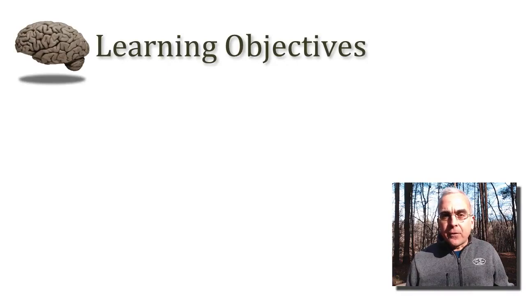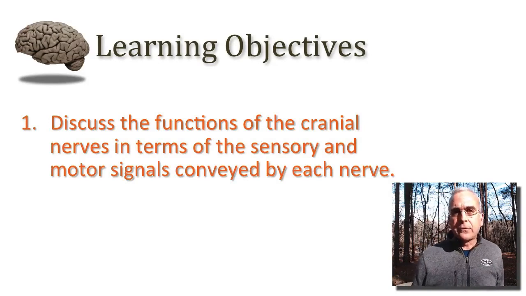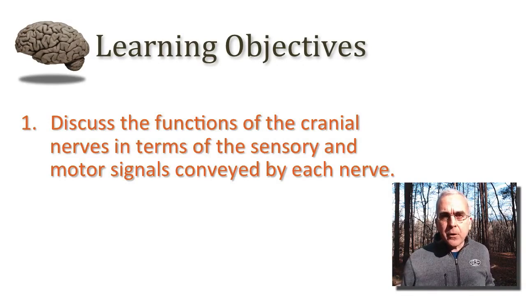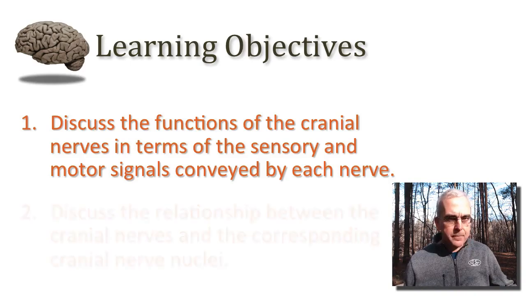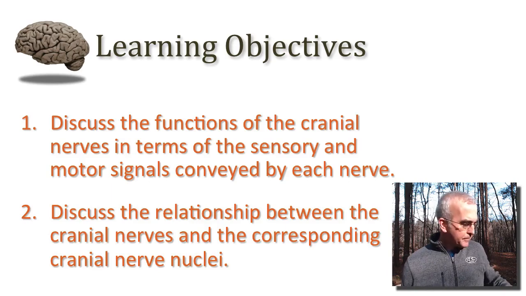My learning objectives for you today are first, that you would discuss the functions of the cranial nerves in terms of the sensory and motor signals that are conveyed by each nerve. Some of them will convey only sensory signals, some just motor signals, and others both. I also want you to be able to discuss the relationship between the cranial nerves and the corresponding nuclei within the brainstem that either receive signals from those cranial nerves or give rise to axons that grow out and form those nerves.